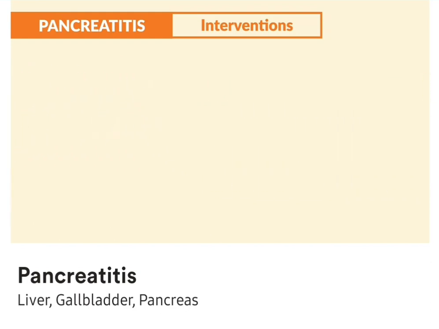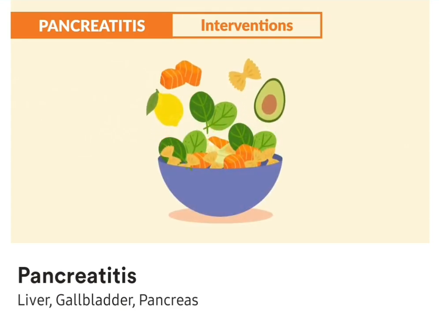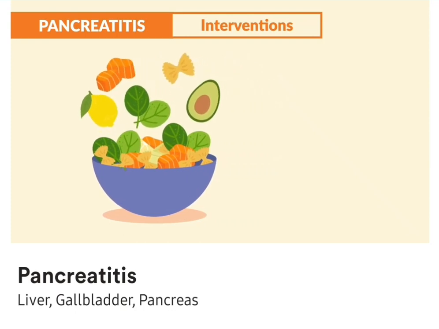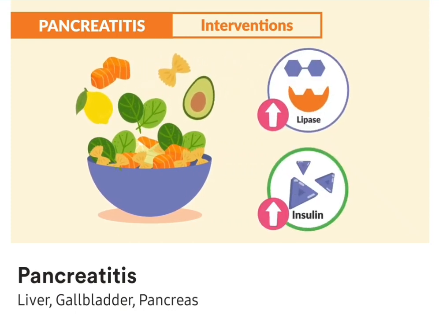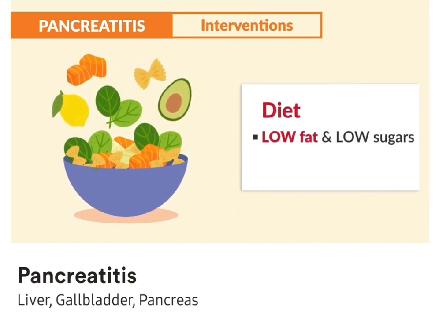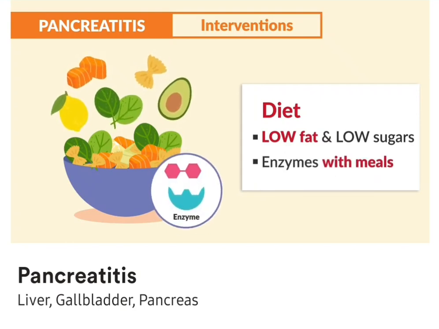Now, eventually, clients will progress to a bland, low-fat, low-sugar diet, in order to give the pancreas enough time to make lipase and insulin to break down the fat and let sugar into the cell. So write it down, a diet low fat and low in sugars. And we also add enzymes with meals.